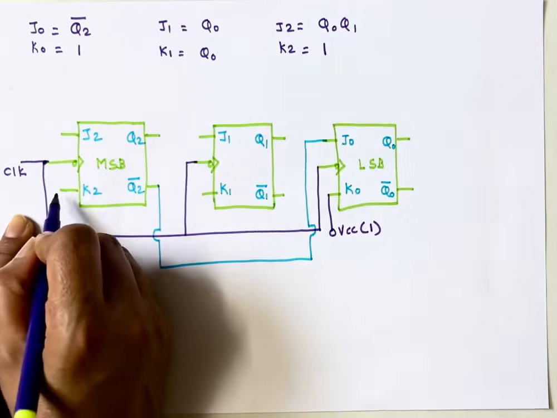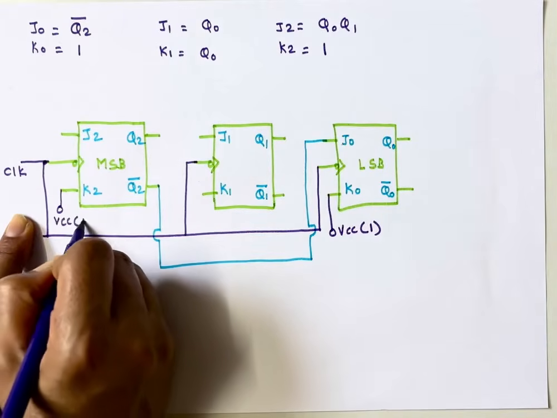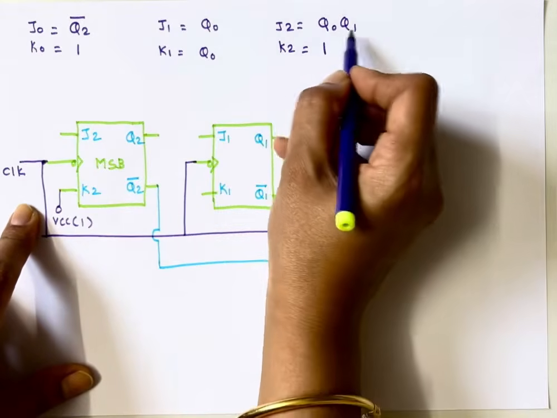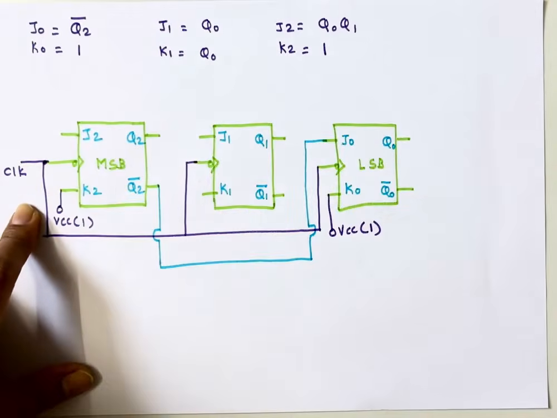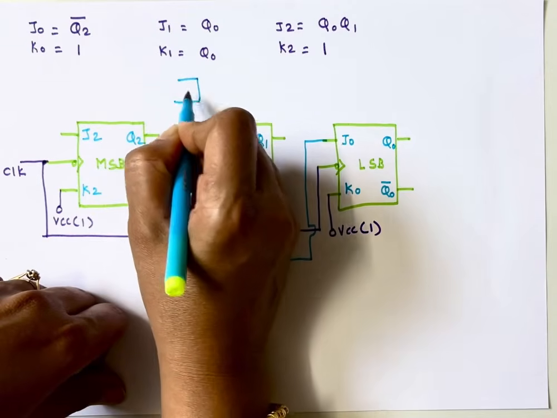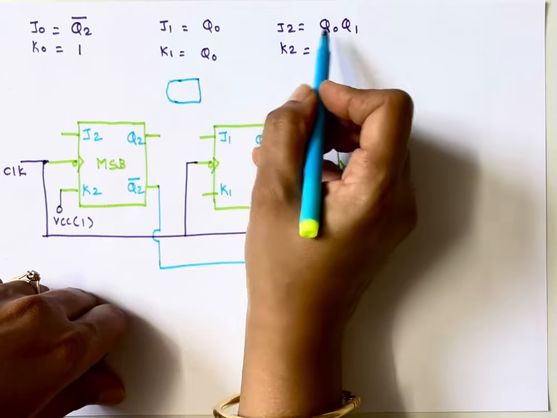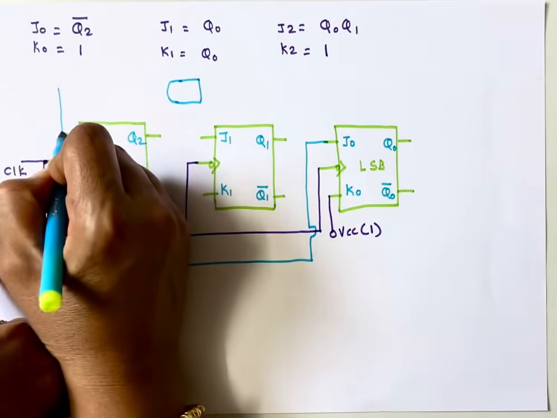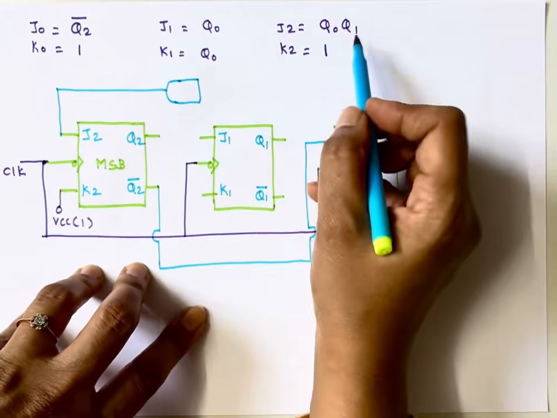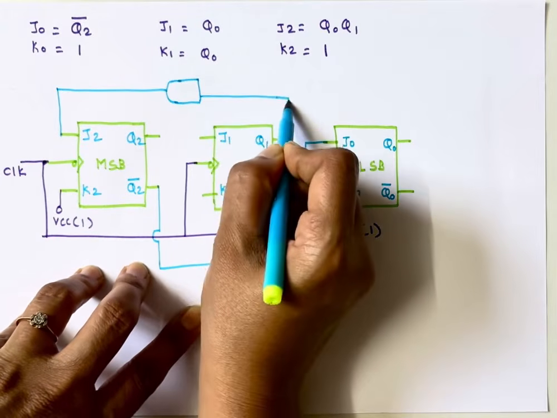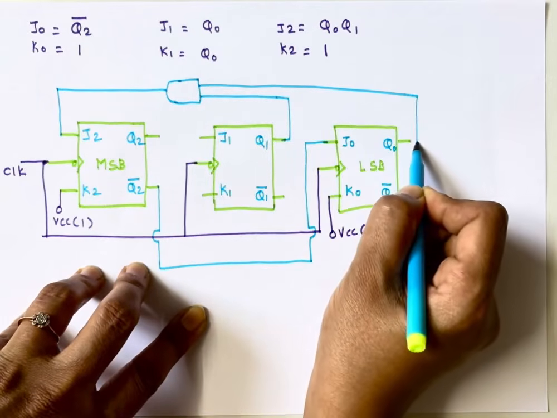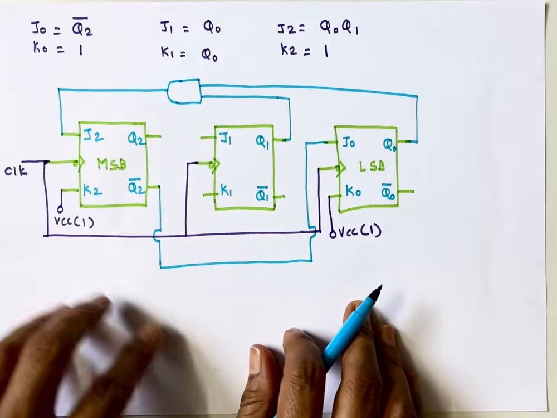K2 is connected to VCC or logic 1 and J2 is connected to Q0 and Q1, the multiplication of the two. So I will use one AND gate. An AND gate is used for multiplication. The output of that AND gate will go to J2, and the inputs to that AND gate are Q0 and Q1. So one input is Q1 and the other input is Q0.